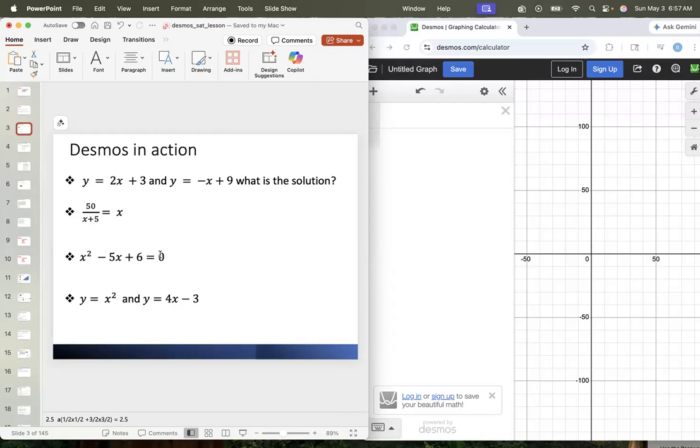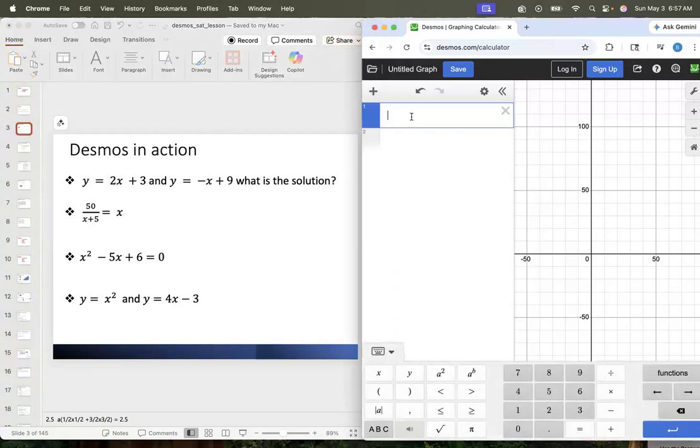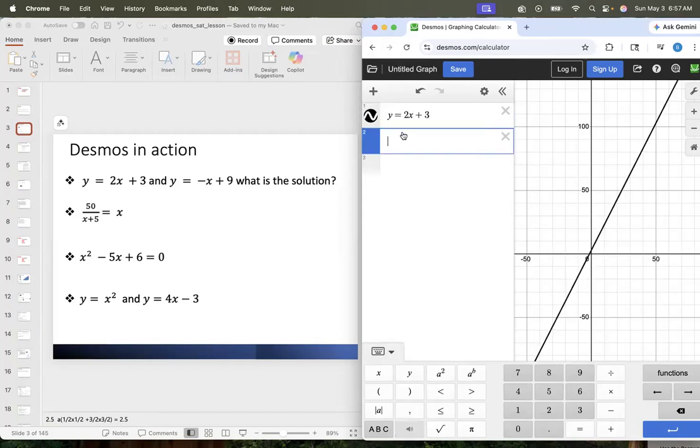Straightforward linear equation. What is the solution? All you need to do is plot it into the equation, and then you have y. Just separate them. y is equal to minus x plus 9. You have the intersection, and that should be your right answer.